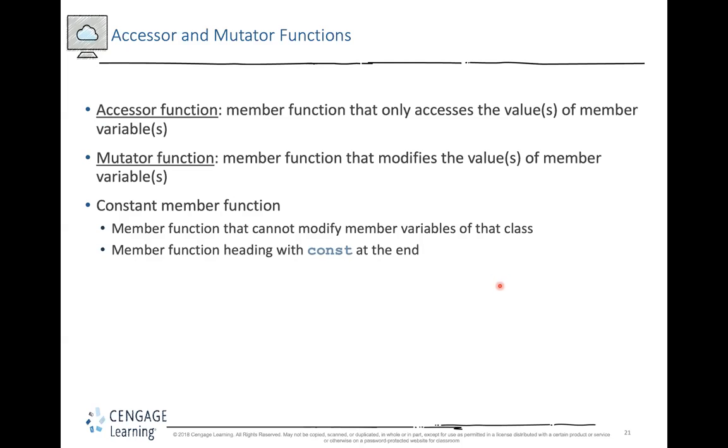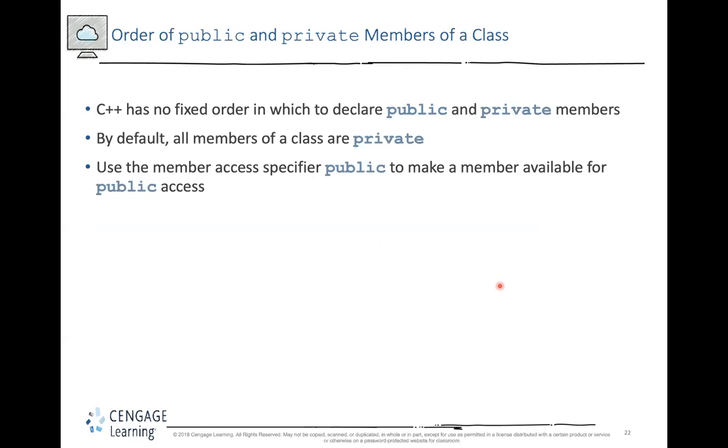And the mutator function means you're mutating the object in some way. So it has a side effect. You're invoking that member function, then something about the object changes. Versus the accessor, you're not changing the object. Just know about this concept. It is not terribly useful, but you know.